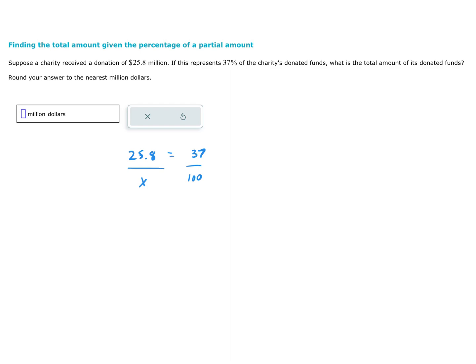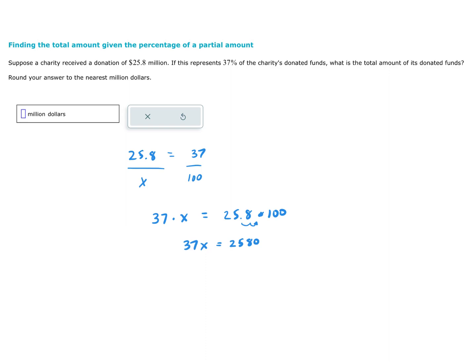So X times 37 is the same thing as 37 times X, and then 25.8 times 100. When we multiply by 100, we shift our digits to the left, which makes it appear like our decimal point goes 2 digits to the right. So this becomes 2580. Although the decimal point didn't really move, the digits actually moved. And then we have 37 times X, which is the same thing as 37X.